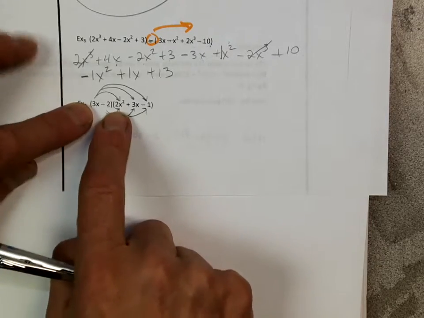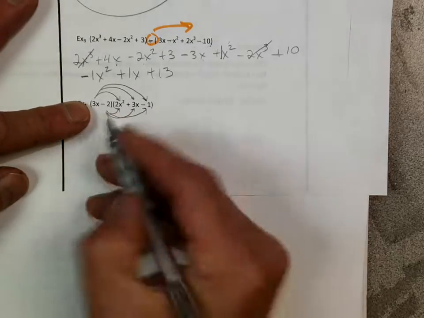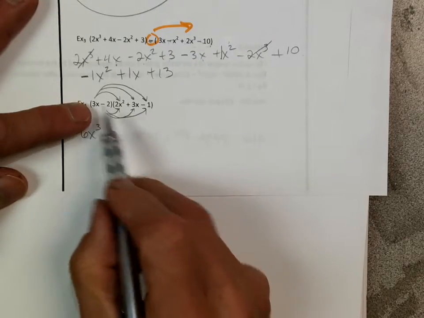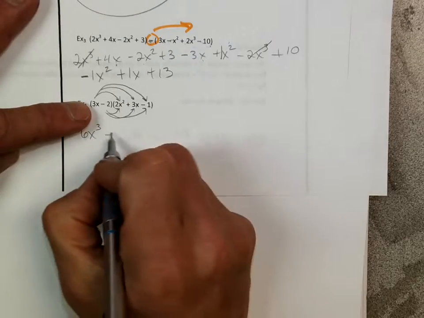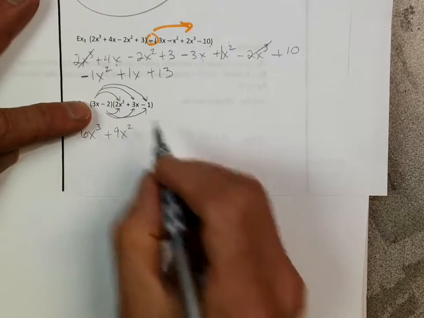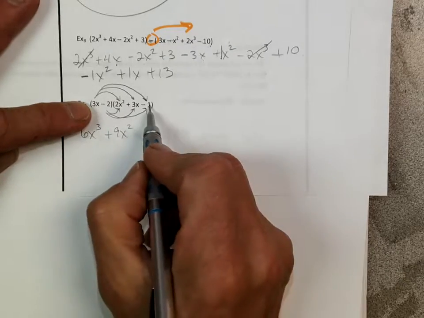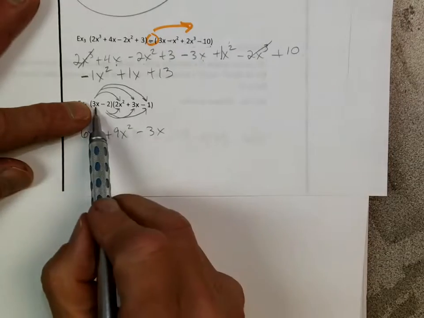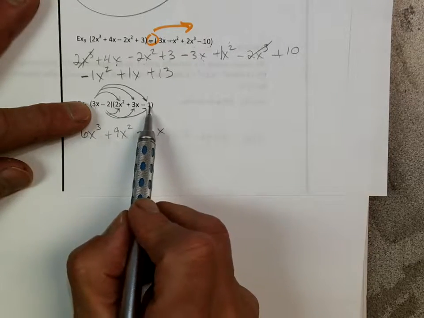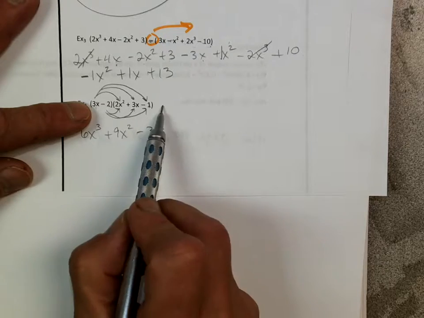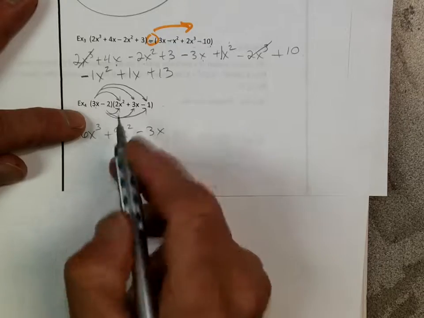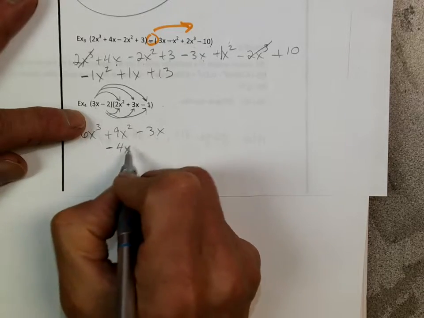So let's do it. 3x times 2x squared is a 6x cubed. Then 3x times 3x is a positive 9x squared. And then a 3x times a negative 1 is a negative 3x. Okay, so I took 3x times all 3 of these terms. Now I'm going to go the negative 2 times all 3 of these terms. So negative 2 times 2x is a negative 4x squared, but I'm going to put it right here, negative 4x squared, because I want to line things up.